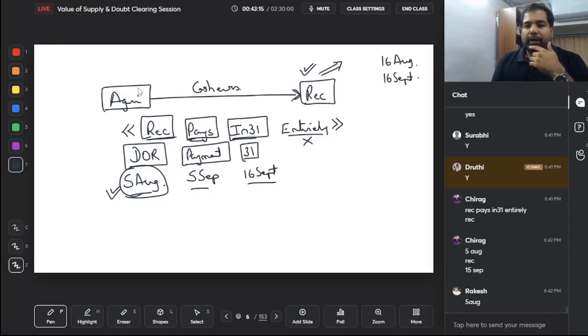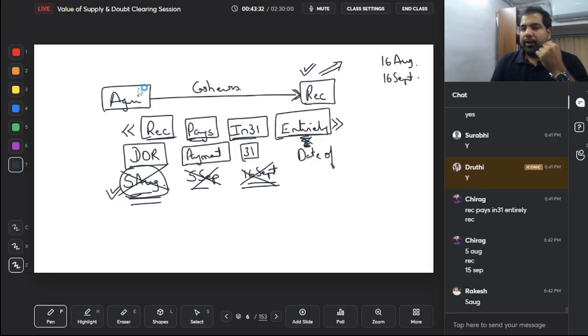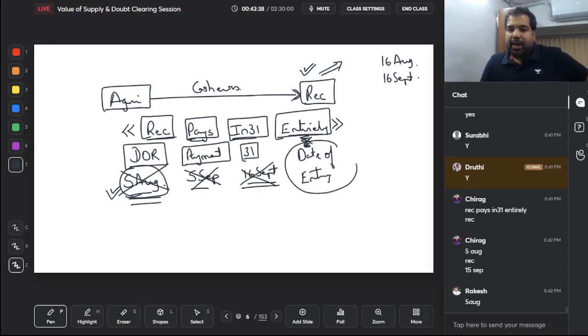Guys, what if only 2 of them are given? This one and this one. Then focus on these 2. What if only 1 was given? Then focus on that. But guys, what if none of these 3 dates are given? Then you will look at the date of passing the entry in the books of accounts by the recipient. So is this entry the last resort, guys? Yes. When none of the 3 are available, then you will go to the date of entry in the books of accounts of the recipient.